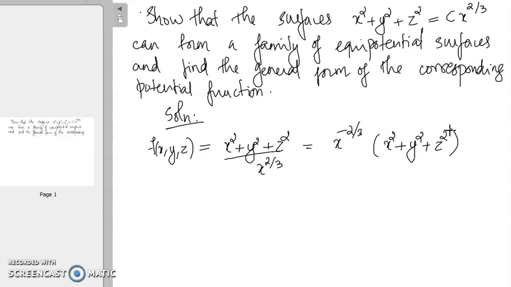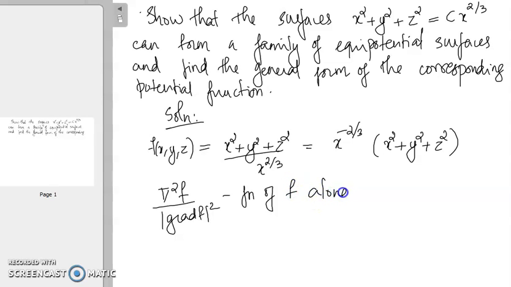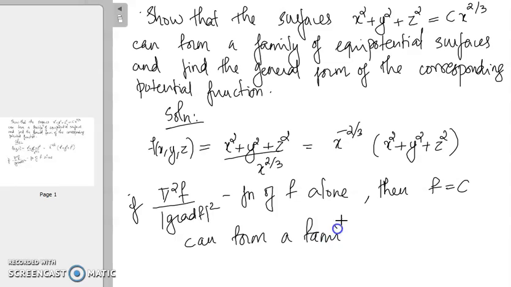Now we need to show that f equal to c will form a family of equipotential surfaces. This happens when we take the ratio del square f by mod grad f square, and this must be a function of f alone. So if del square f by grad f square is a function of f alone, then f equal to c can form a family of equipotential surfaces.